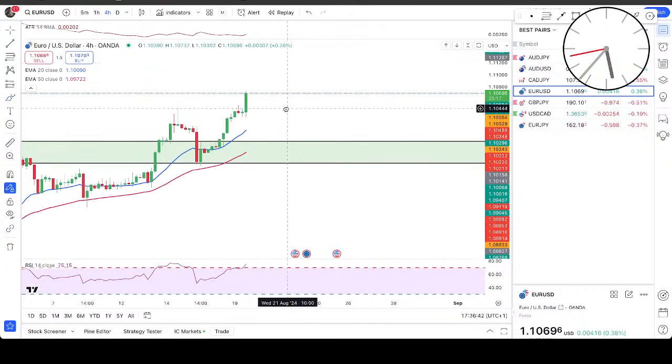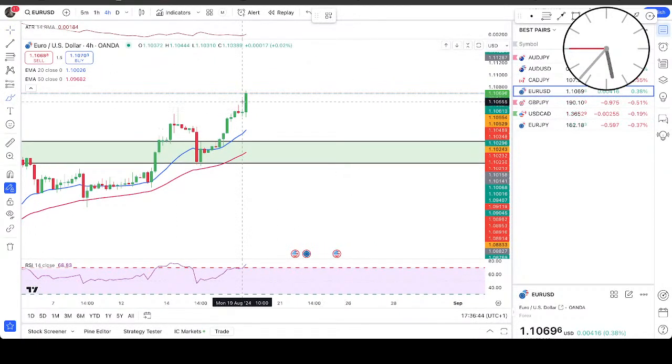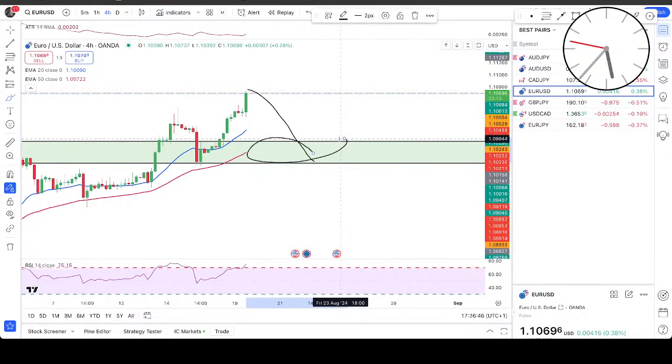Euro USD, I've just sent you the report, just pullback entry bullish. If we have a good pullback to the zone that you have just received, in that case we are good to go long.